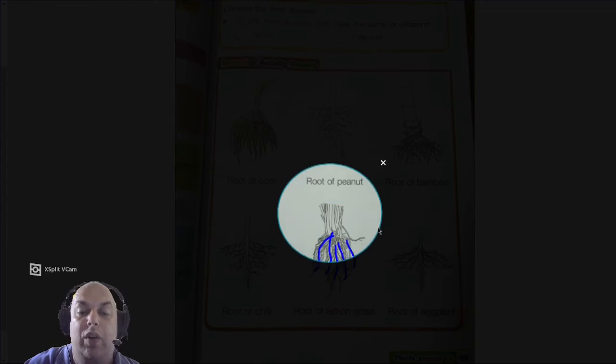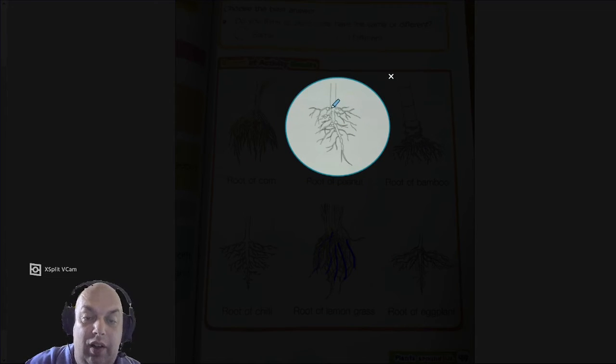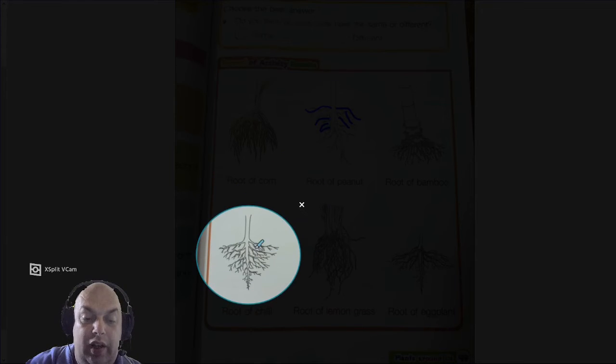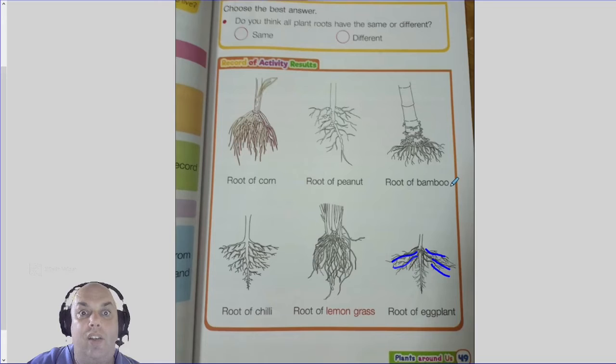But then if we look at the root of peanut, over here we can see the taproot. Yes, the taproot is the big root in the middle over there. And then on the sides we get some smaller roots coming out of the taproot. Same thing over here with the chili. Again, in the middle we can see the big taproot with the small roots coming out. And the last one, root of eggplant. Again, in the middle, one big taproot and smaller roots branching out. Alright, now let's have a look at the leaves.